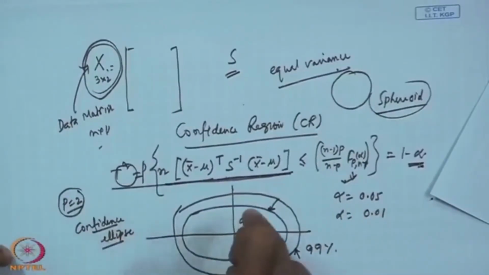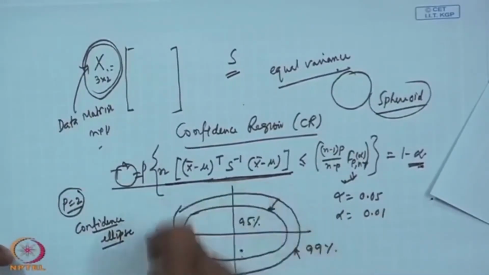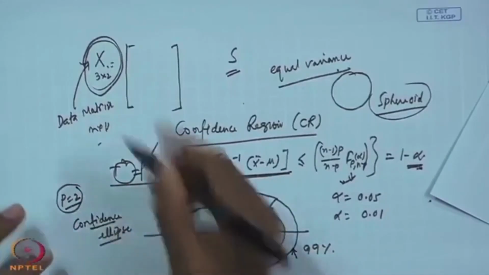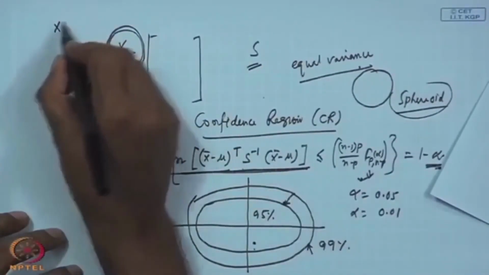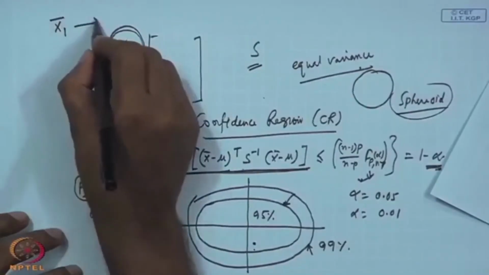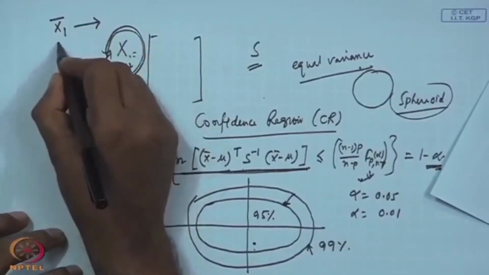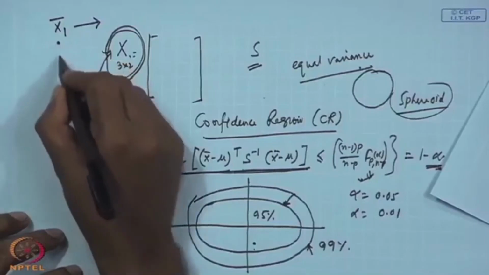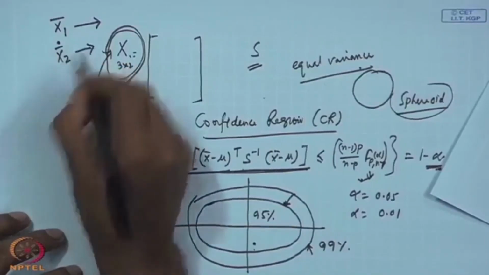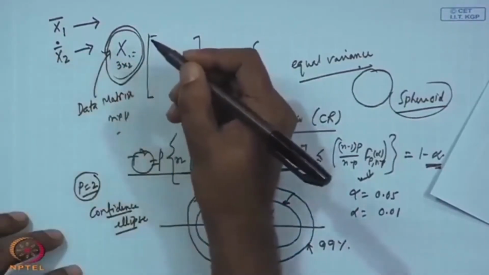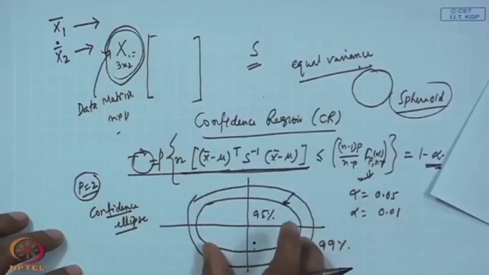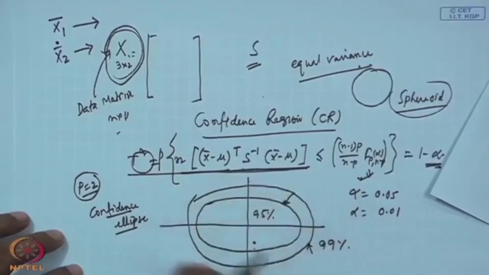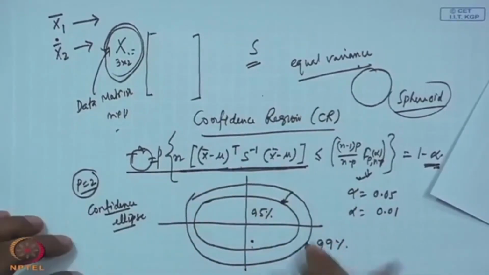Now, we want to understand this confidence ellipse from the original variable point of view, like x1 bar, the mean for the first variable, and x2 bar, the mean for the second variable. These are all sample means. We can say okay fine, there are 95% of observations within the ellipse, or 99%, but how do we interpret this?